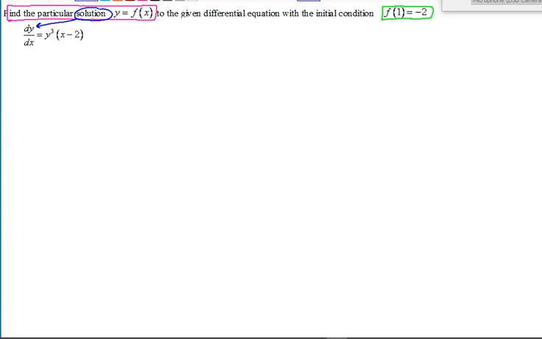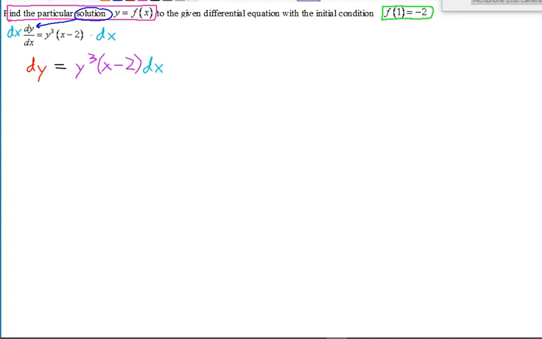So the first thing we can do here is to get the dx on the other side, we can multiply both sides by dx, like that. So we'll have dy equals y cubed times x minus 2 dx. So that separated the dx from the dy, but the variables are not separated yet because notice the y cubed is on the right and the dy is on the left. So those need to be on the same side. The x's are on the same side, both on the right side of the equation, so that's fine.